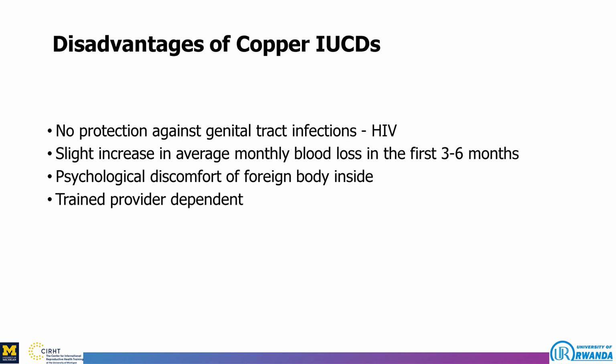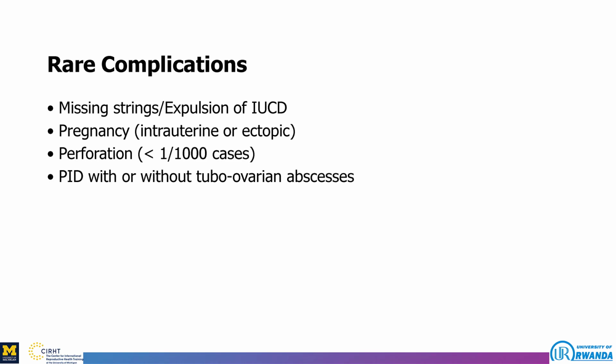And of course, it is trained provider dependent, because if there is any problem, the person has to go back to the hospital and meet the trained provider in order to ascertain the problem. It has some rare complications, like sometimes missing strings or expulsion of the intrauterine contraceptive device. Sometimes pregnancy may occur, especially when it is not properly inserted, and such pregnancies may be intrauterine or ectopic pregnancy.